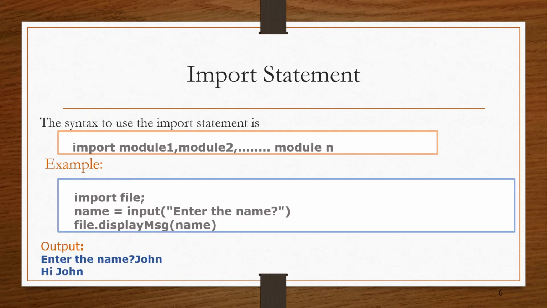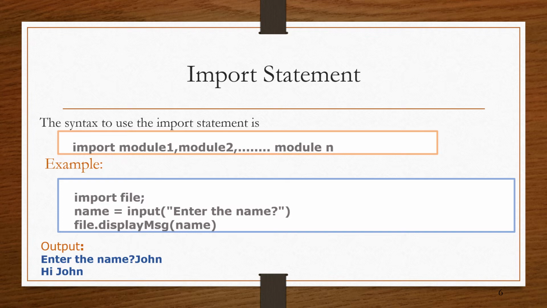Let's see how to load the module using the import statement. The import statement is used to import all the functionality of one module into another. Here we must notice that we can use the functionality of any Python source file by importing that file as a module into another Python source file. The syntax to use the import statement is import module1, module2, up to module n.